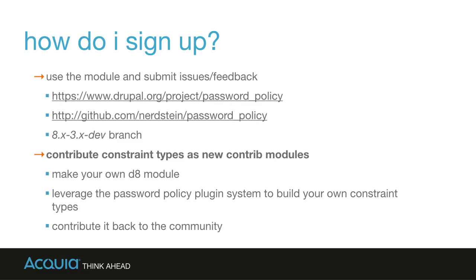Right now, the GitHub link that I have here is probably the most up-to-date, but we do periodic releases back to D.O. once certain features are baked and we feel confident it's ready for another release. But it is the 8.x-3.x-dev branch on D.O. But contribute your own constraint types. So if you find ways that you want to extend password policy for your own use case, build your own constraint type. Throw that up on a new module on Drupal.org and give that back to the community. Someone else may want that, and it's a really, really easy way for you to contribute your own password constraints back to others that may want to use it.